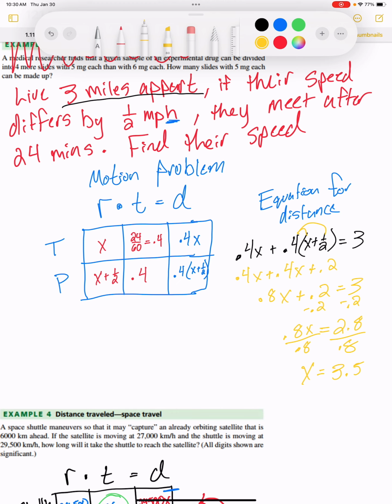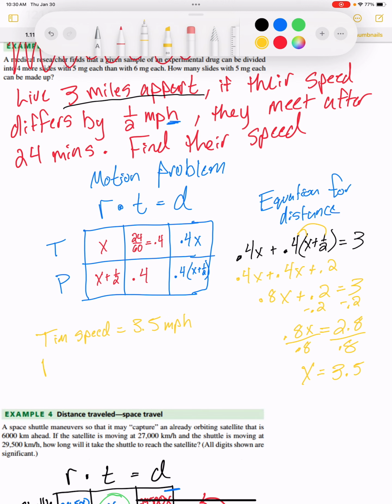So I'm going to just say Tim's speed equals 3.5 miles per hour. Whereas Paul, he's the faster friend, his speed equals 4 miles per hour. Bam. So they're going to meet after 24 minutes. All right, I hope this was helpful to you.